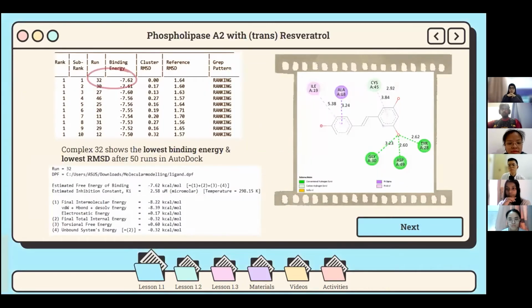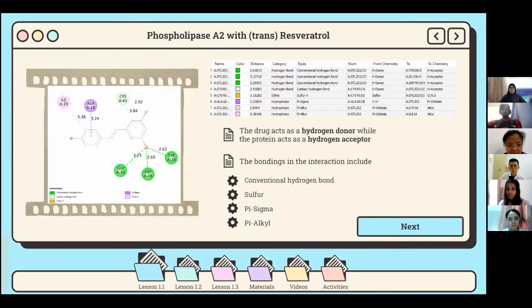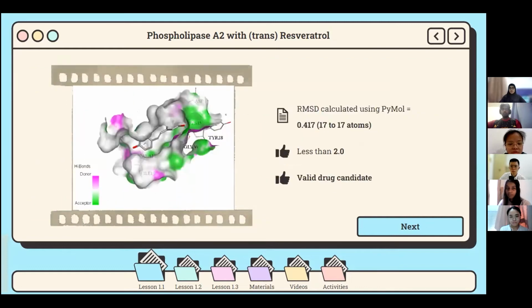Using AutoDock, we have managed to compute the protein-ligand interaction after a series of preparations mentioned earlier. Out of the interactions, complex 32 has the lowest binding energy and lowest RMSD after 50 runs in AutoDock. The drug resveratrol acts as a hydrogen donor to the protein, whereas the protein acts as a hydrogen acceptor. The binding interactions comprise conventional hydrogen bond, sulfur, pi-sigma, and pi-alkyl. This shows the 3D diagram of the docking result, and the RMSD derived is 0.417, which shows that resveratrol is a valid drug candidate.